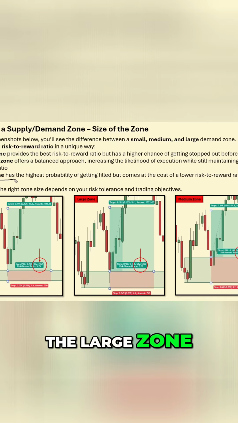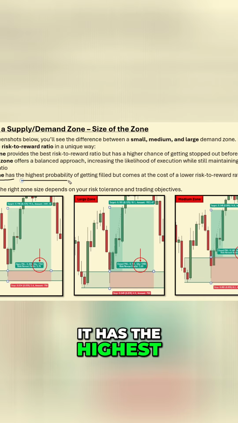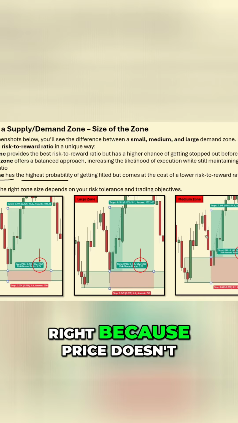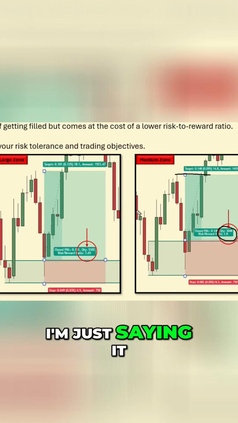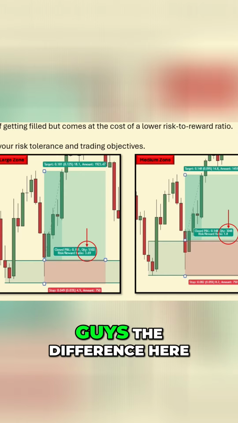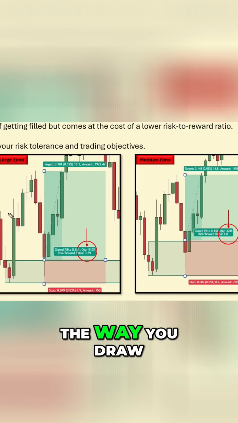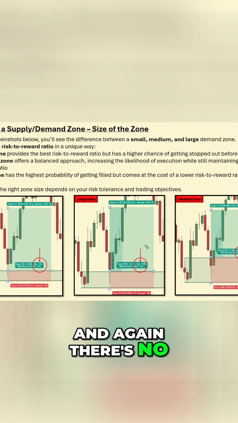Now, the large zone, it has the highest probability of getting filled, right? Because price doesn't have to come down that far. It will tag you in the trade. But it also comes at the cost of a lower risk reward. I'm just saying it is different. I'm just trying to point out to you guys the difference here, the way you draw your zones and how big. And again, there's no right or wrong.